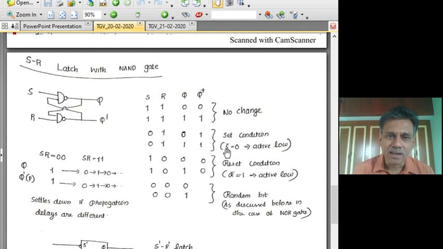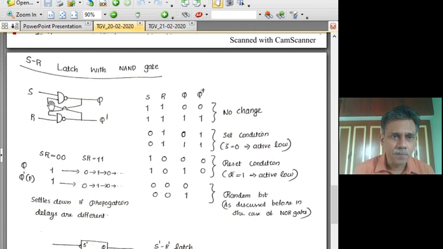So when this input is an active low input. Similarly, when we have a case of R equal to 0 and S equal to 1, let's see what happens. Because R equal to 0, it forces a 0 before the bubble and a 1 after the bubble. So Q bar is 1 and therefore Q will be 0.